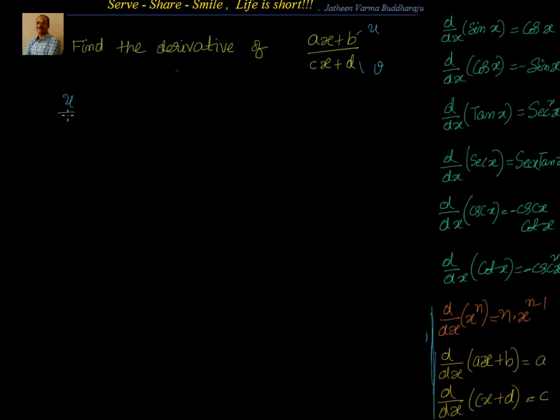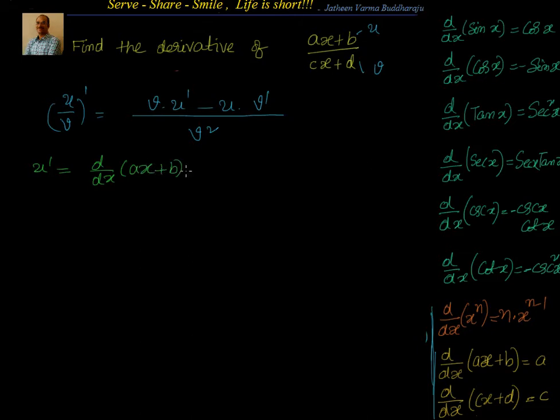I will say the derivative of u by v is equal to, we know the formula, the quotient rule says, v square, then I have v into u dash minus u into v dash. So first let's find out what is u dash and v dash so that we can substitute. What is u dash? U dash is d by dx of ax plus b, that's equal to a. And what is v dash? V dash equals d by dx of cx plus d, that's equal to c.